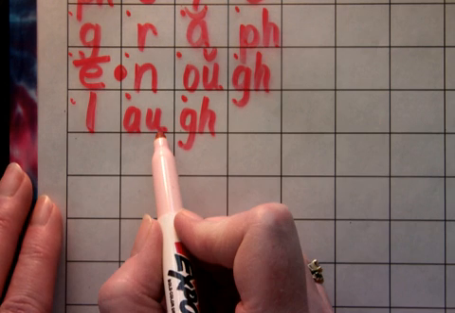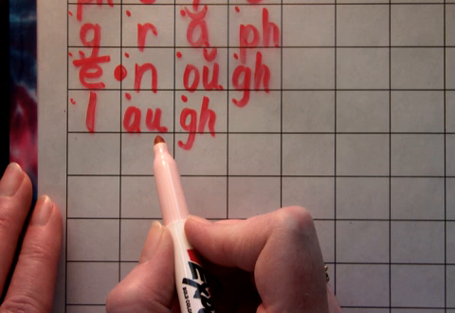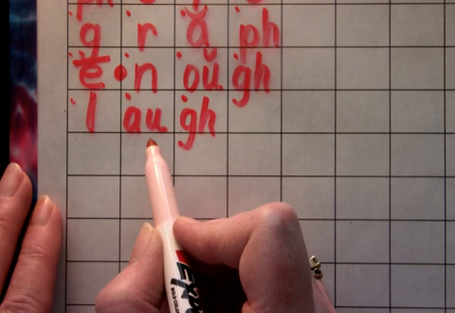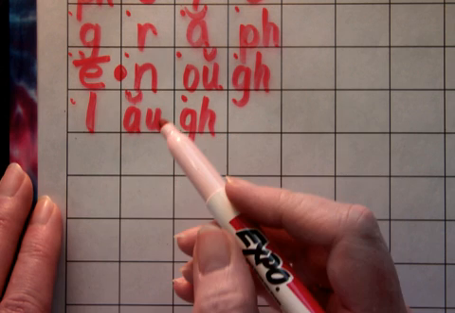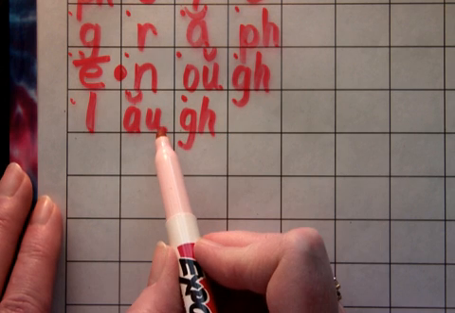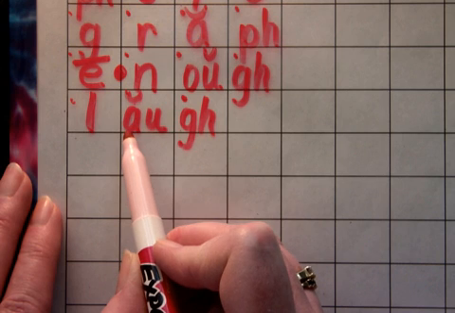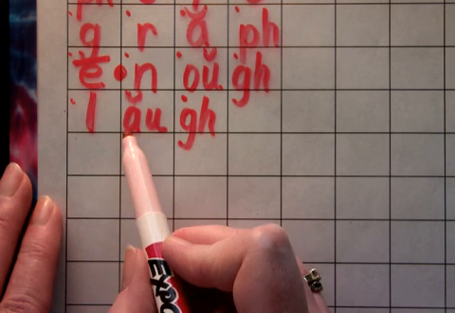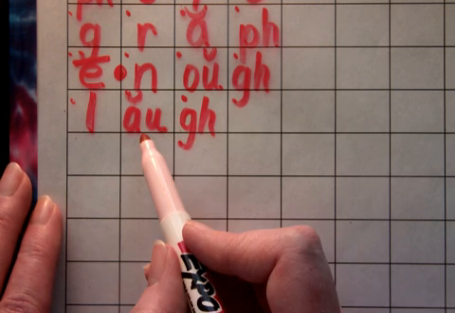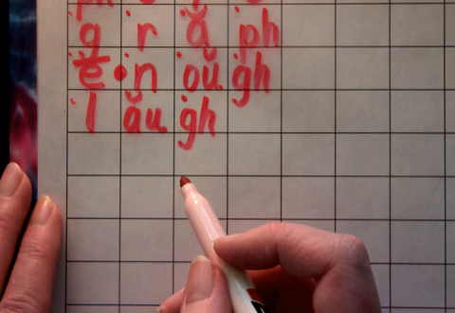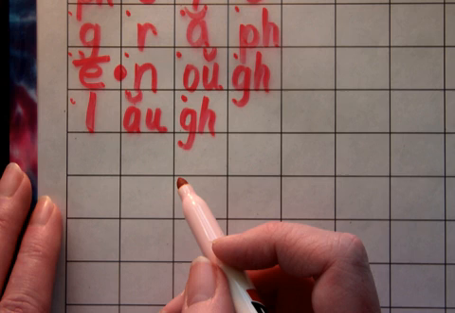Now I know that A-U most of the time says aw. But in this word it says A. Because vowel teams can say a different sound. It can say a short sound for each of these, or it can say a long sound for each of these. So just because you see AU does not mean it's going to say aw. This one says laugh.